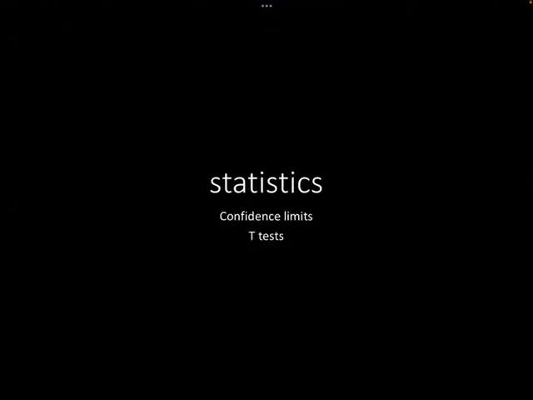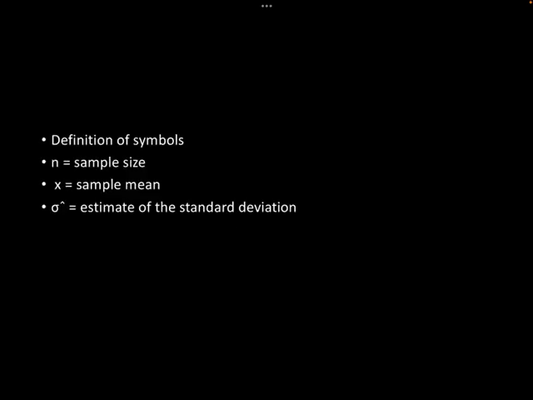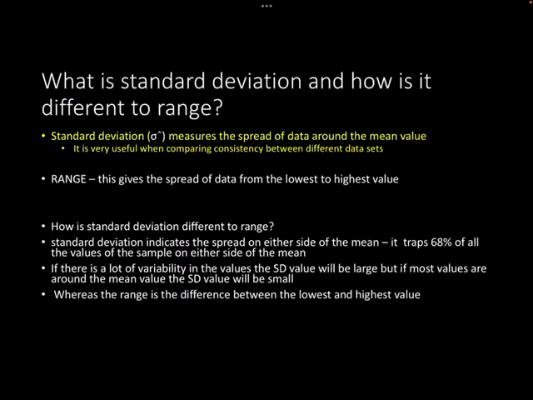In this PowerPoint, we're looking at statistics, in particular confidence limits and t-tests. Some of the symbols that you will see in this statistical sheet are N for sample size, X with a line above it for sample mean, and then the symbol that represents the standard deviation shown there. So what is standard deviation and how is it different to range?